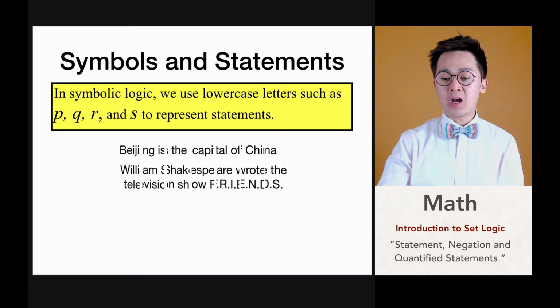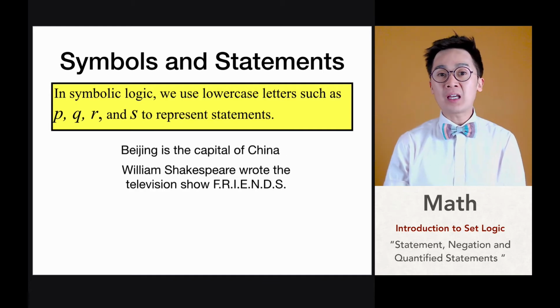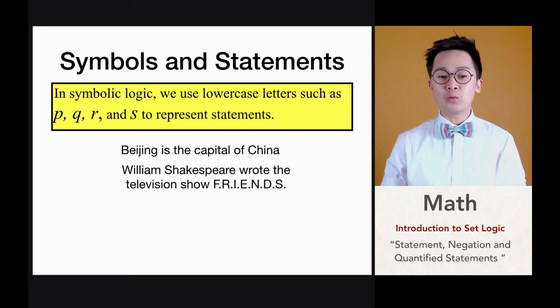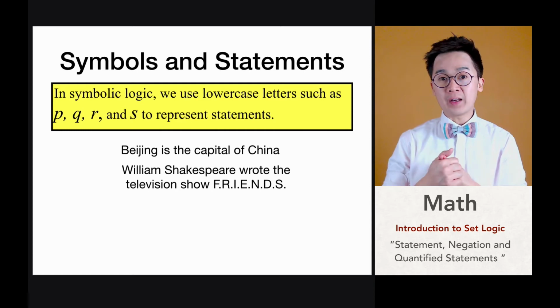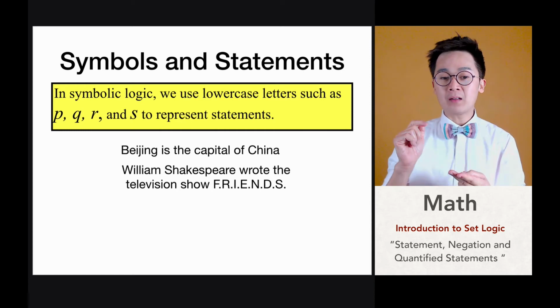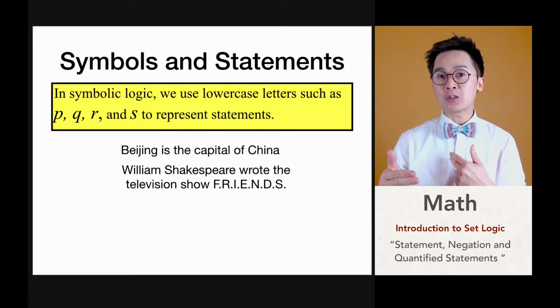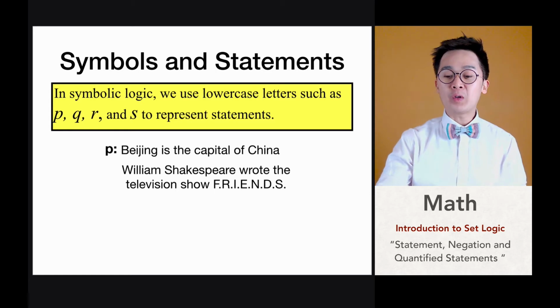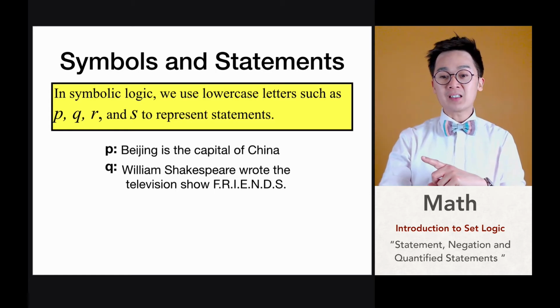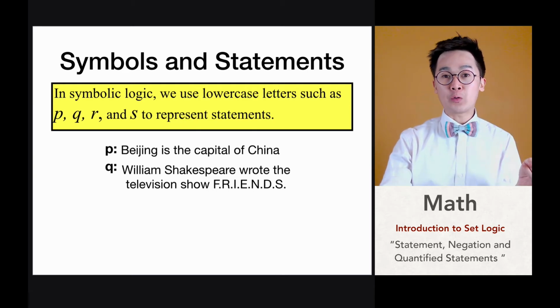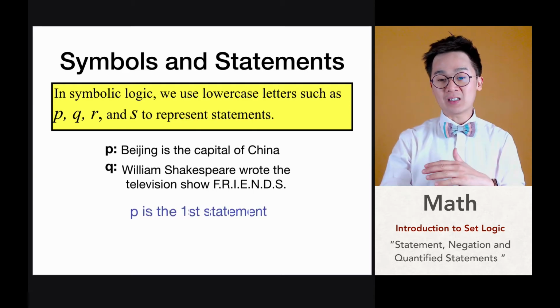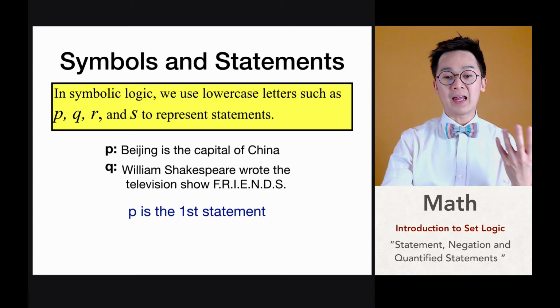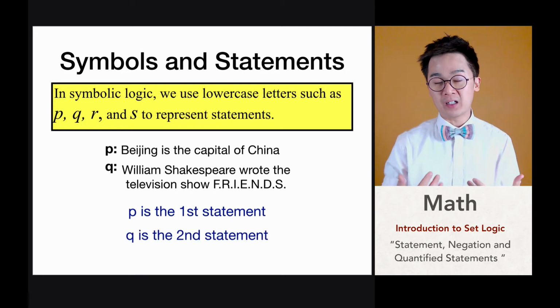So an example of statements that we can use to denote a symbol would be: Beijing is the capital of China, and William Shakespeare wrote the television show Friends. One is a true statement, two is a false statement, so both of them are statements, and we can say that the letter P can represent Beijing is the capital of China, and letter Q can represent the second statement. So P is the first statement and Q is the second statement in this particular example.